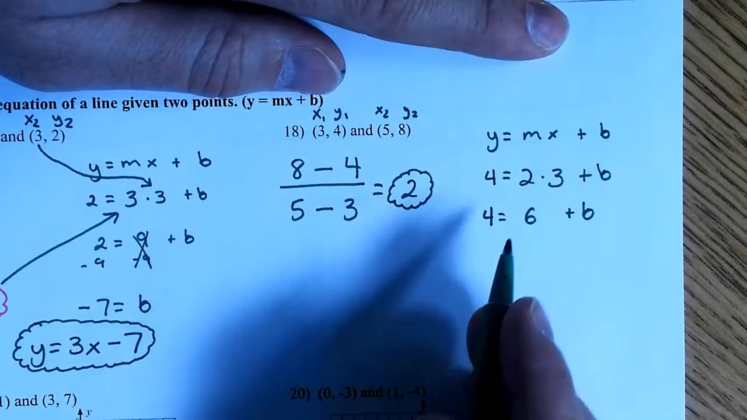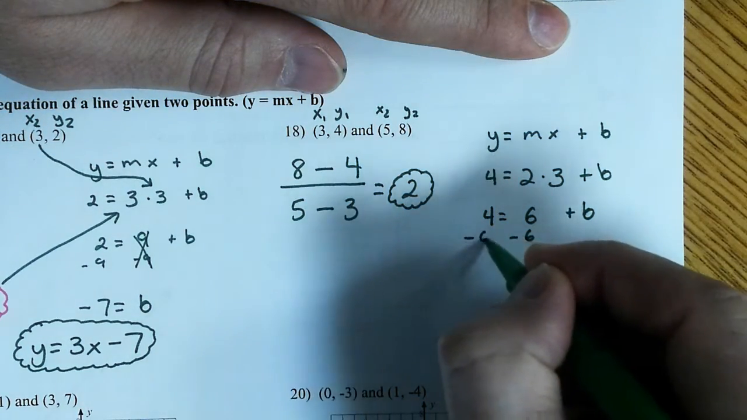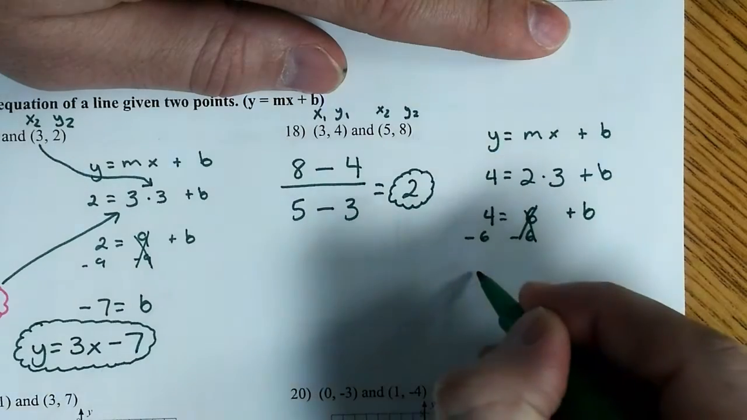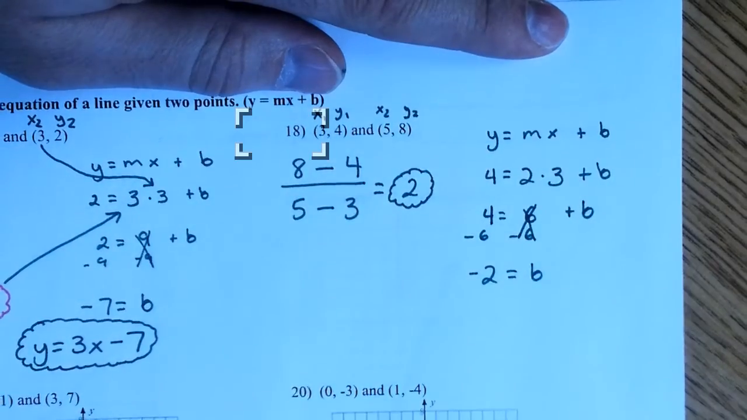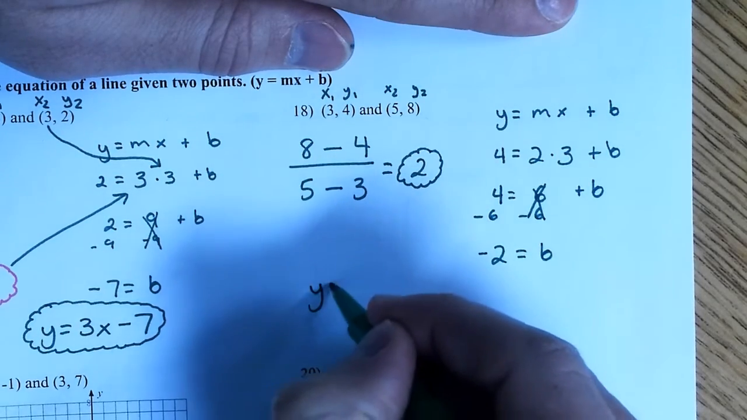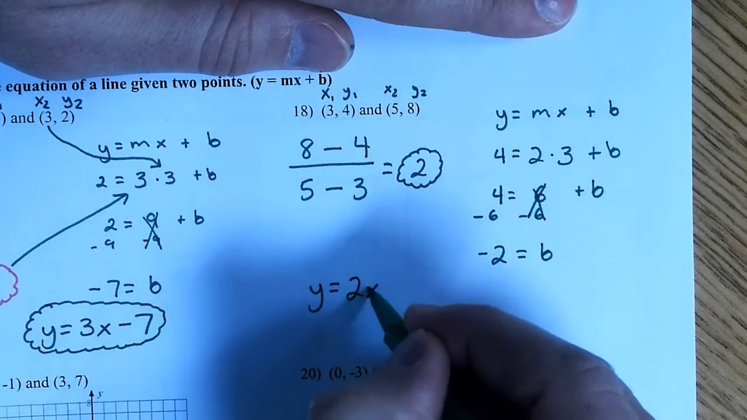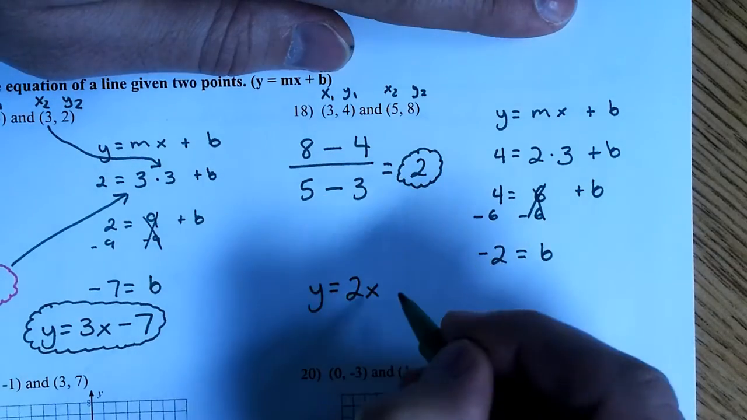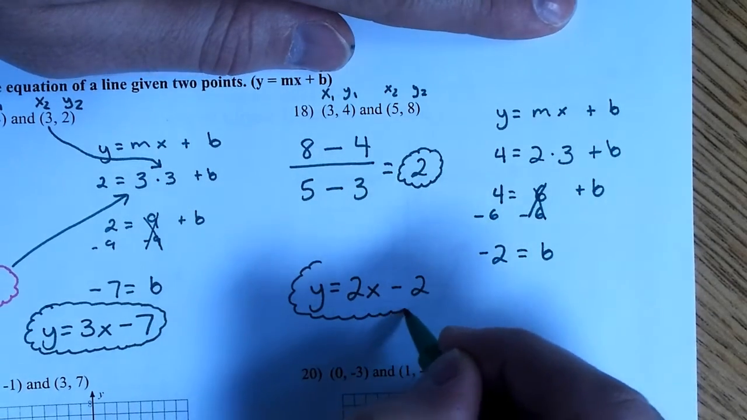And then how do we get rid of that positive 6? We're going to subtract 6 on both sides. And 4 minus 6 is going to be negative 2. Yeah, good job. So now we write our equation. y equals, what's our slope? Our slope is going to be 2, so 2x. And then what's our b? Minus 2. Good job. And that's our answer: y equals 2x minus 2. There we go.